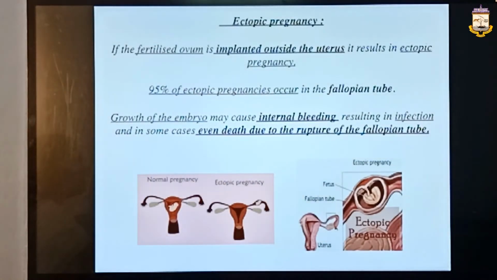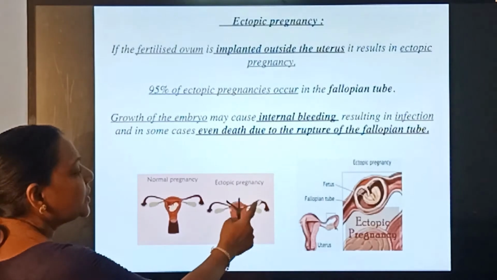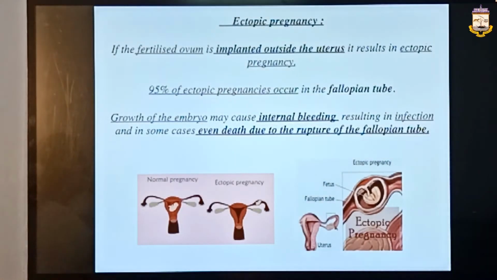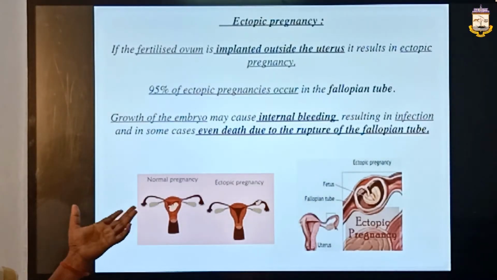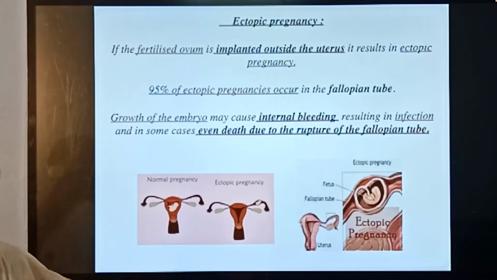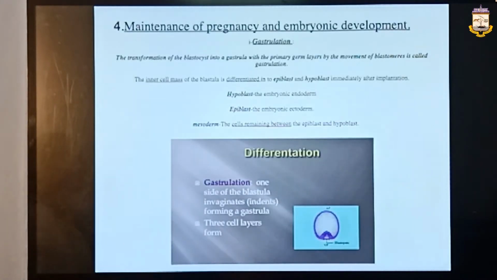What will happen? 95% of these pregnancies are observed in this way. If the growth occurs in the fallopian tube, there is internal bleeding, disintegration of the blood capillaries resulting in internal bleeding and infection. Even the death of the fetus can occur, and it is very dangerous for the mother also. So that is called ectopic pregnancy.